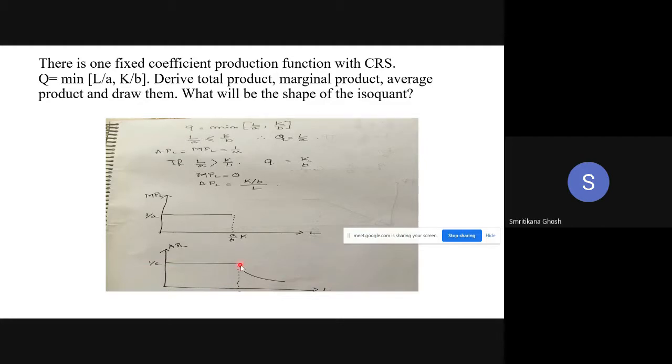Initially, it's parallel to the horizontal axis. After this point, it is a rectangular hyperbola. Any doubt from this slide?